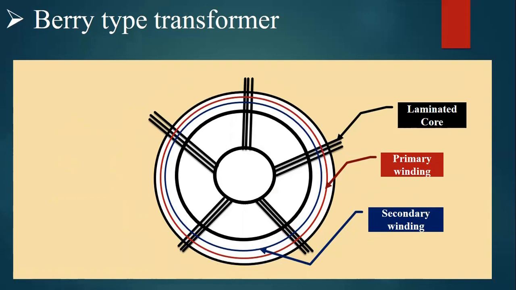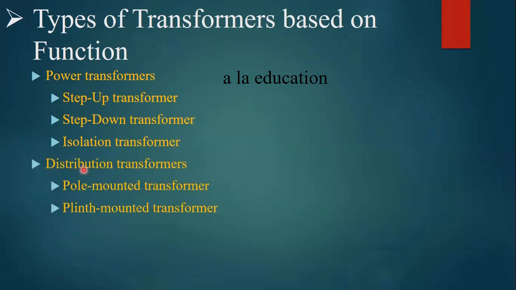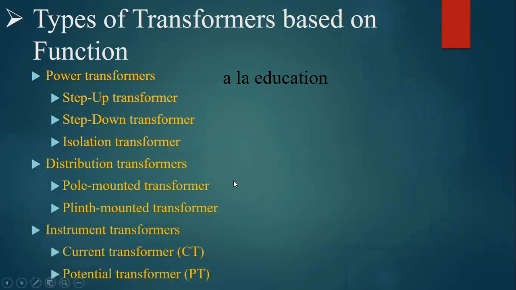Next, we will discuss types of transformers based on their function. See, types of transformers based on function. Here we have first power transformers. In power transformers, we have step-up transformer, step-down transformer, and isolation transformer. Next, we have distribution transformers. In this case, we have pole-mounted transformer and plinth-mounted transformer. Next, we have instrument transformers. Here we have CT and PT, that is current transformer and potential transformer. Let us see first power transformers in detail, one by one.